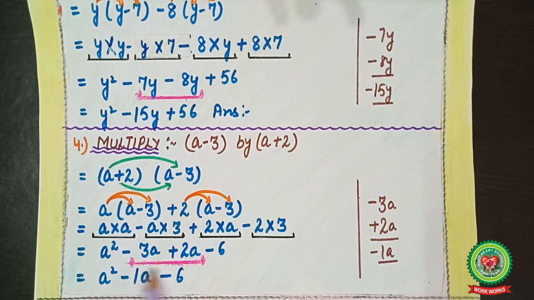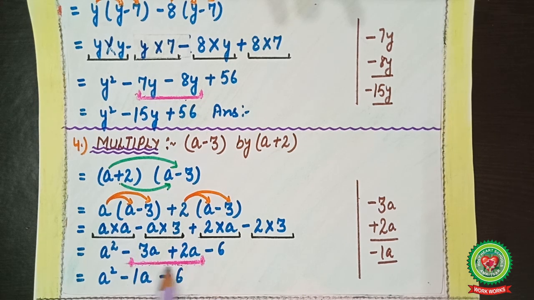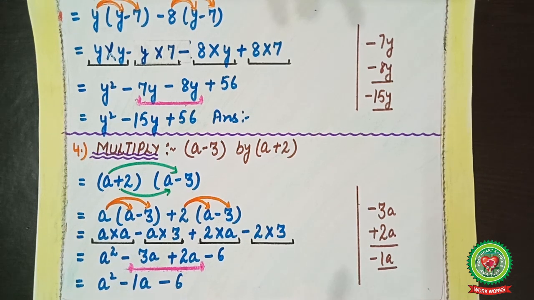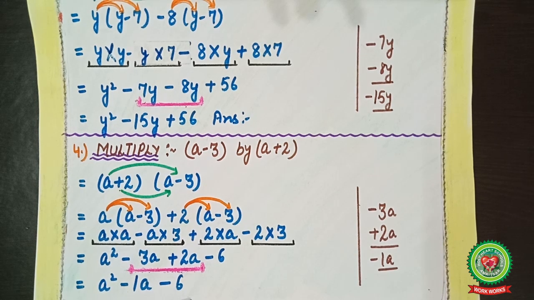Again, the middle terms are like terms because these are with the same variable, that is a. So here you will have a partition line and solve them here. Minus 3a plus 2a, that is plus, minus sign of bigger term, subtract the numbers. So you will write here minus 1a. Clear? So the answer is a square minus 1a minus 6. So this is the pattern, and these are the steps with which we will multiply binomial with binomial expressions.